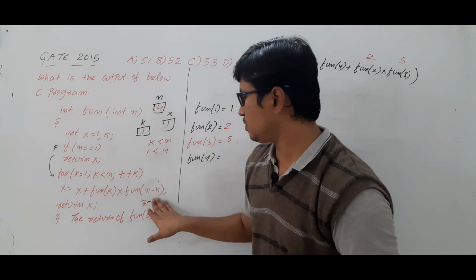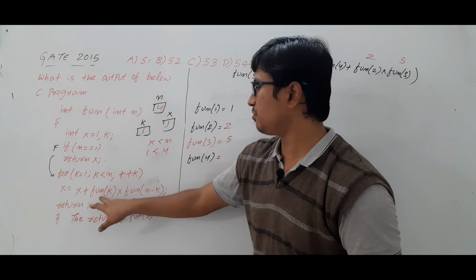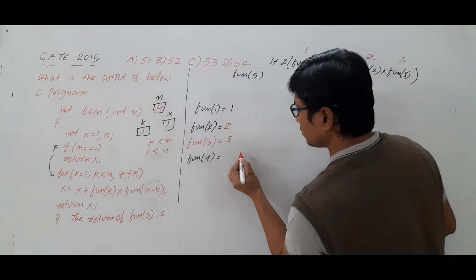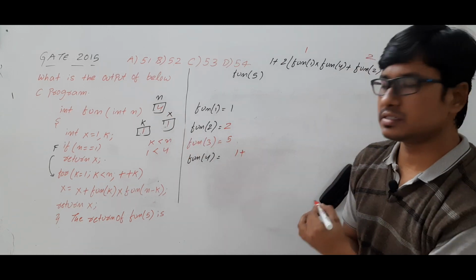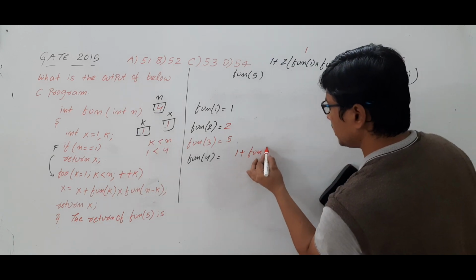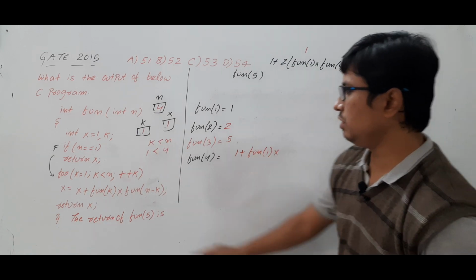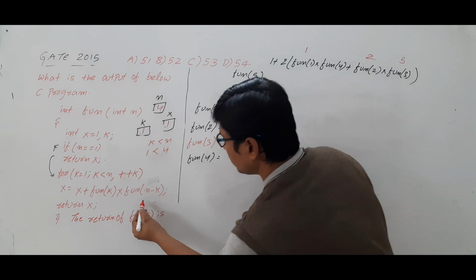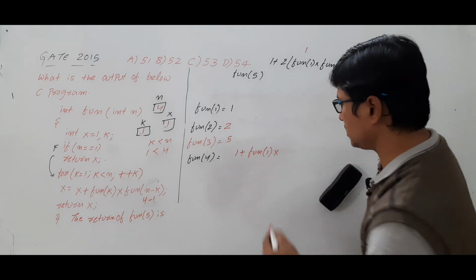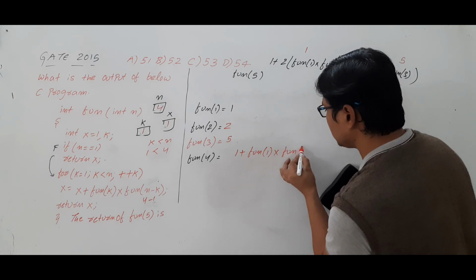So x is equal to x plus fun k into fun n minus k. X consists of 1 plus fun k. K value is 1, so which is fun 1 into fun n minus k. N value is 4, k value is 1. So 4 minus 1 is 3, which is nothing but fun 3.